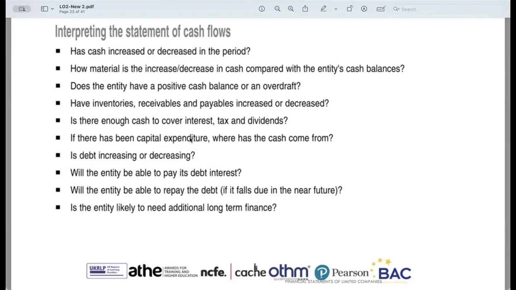Long-term finance requirements. This is projecting whether the entity is likely to require additional long-term finance based on cash flow trends, which helps in strategic financial planning. It anticipates future funding needs for expansion or operational requirements.